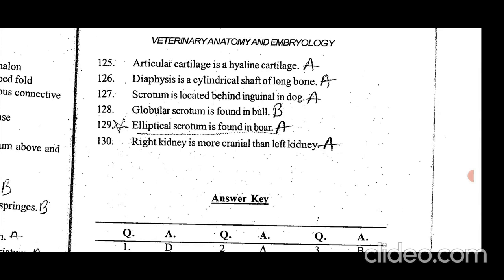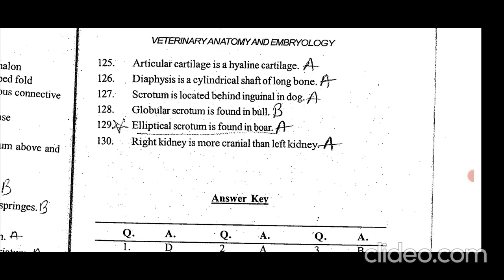The scrotum is located behind the inguinal canal in the dog. A globular scrotum is found in the bull, and the scrotum is located behind the inguinal region in the dog. Diaphysis is the cylindrical shaft of a long bone. Articular cartilage is hyaline.